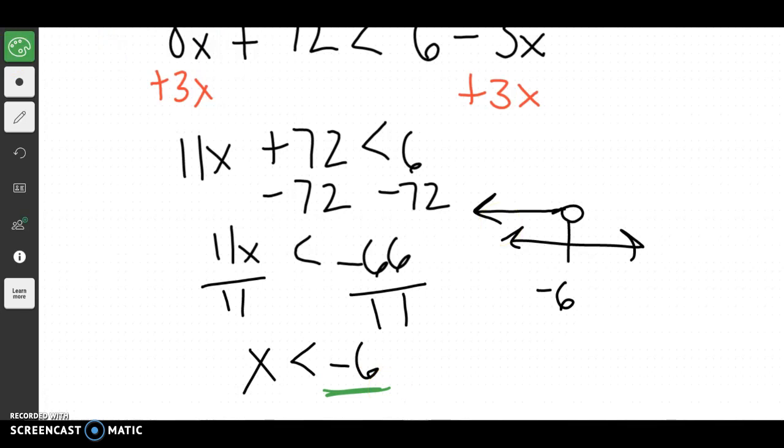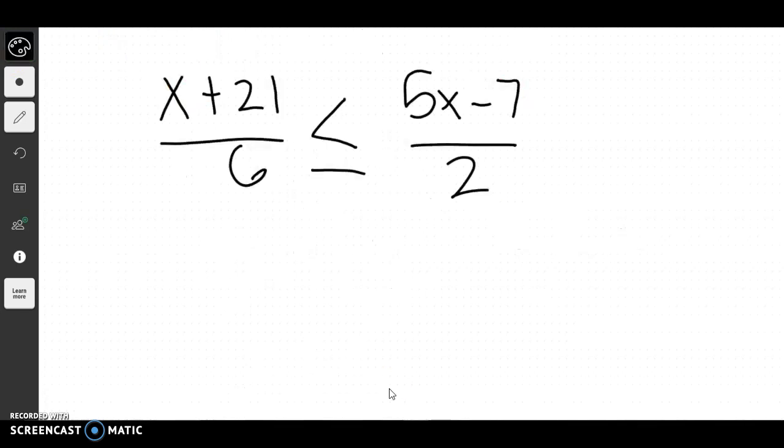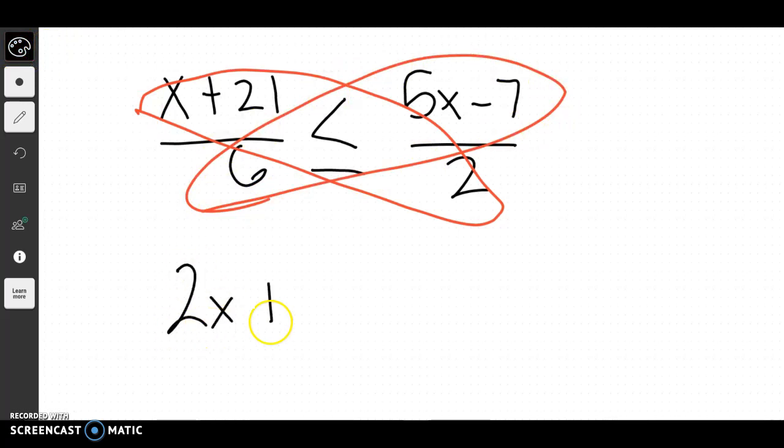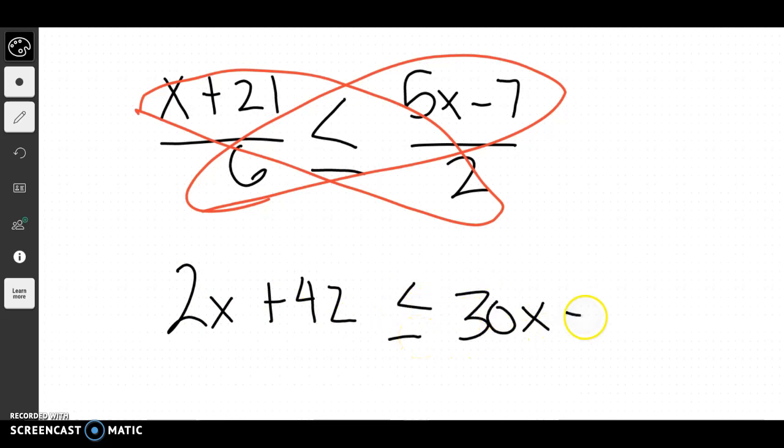Let's try one more example. This should look really familiar from a while ago because this should look like a proportion, because you have two equal fractions. Whenever we have two equal fractions, we want to cross multiply. And when we cross multiply, the 2 affects both these terms, so you're going to get 2x plus 42 is less than or equal to 30x minus 42.